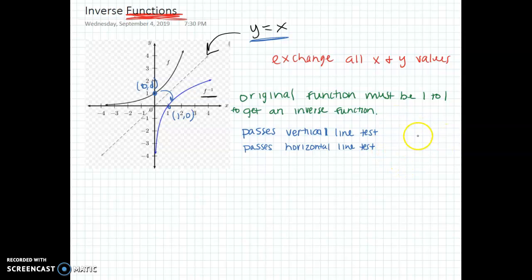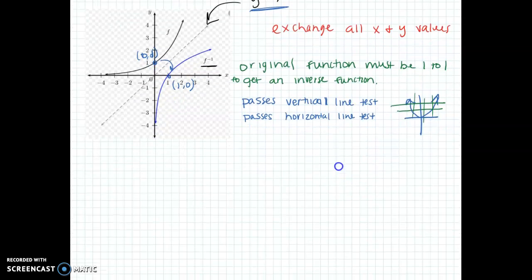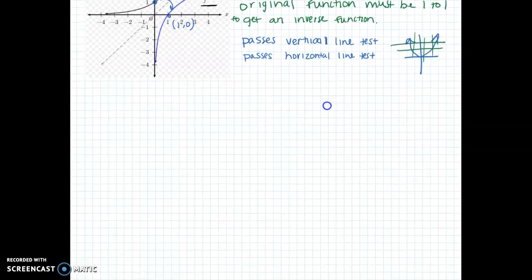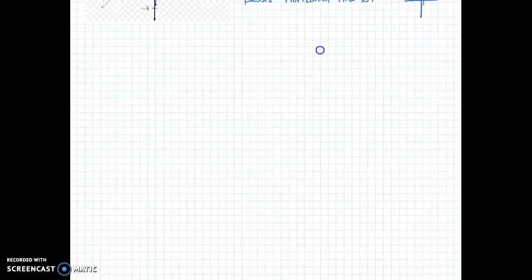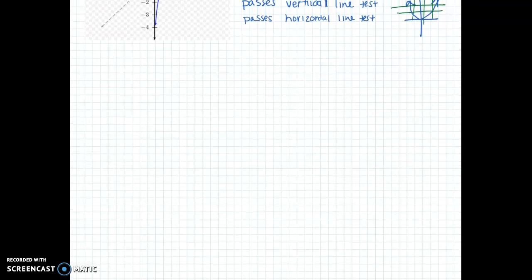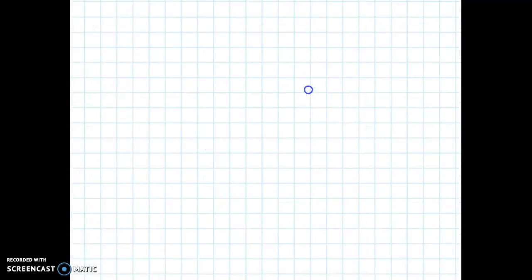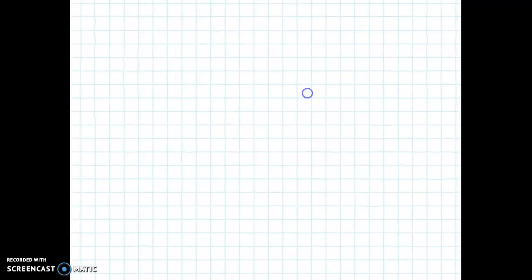So for example, a parabola is a function, but not a 1 to 1 function. It passes the vertical line test, but it does not pass the horizontal. So it's not 1 to 1. Now, sometimes we can restrict the domains to make them have function inverses, and we'll talk about that later.